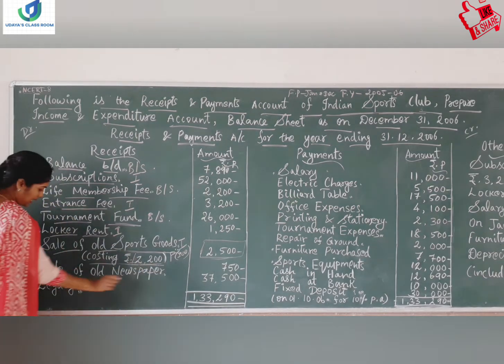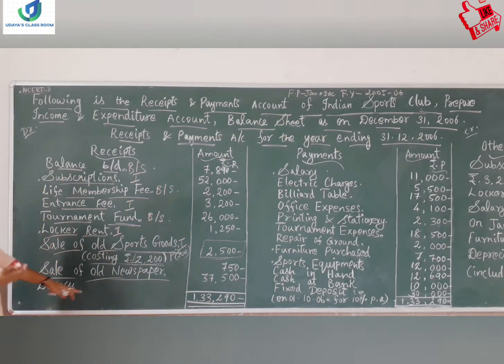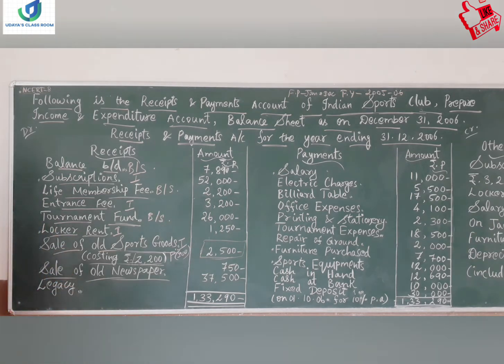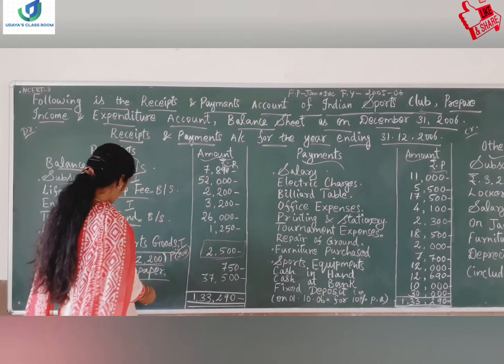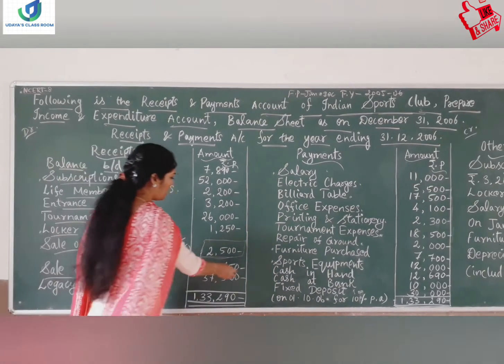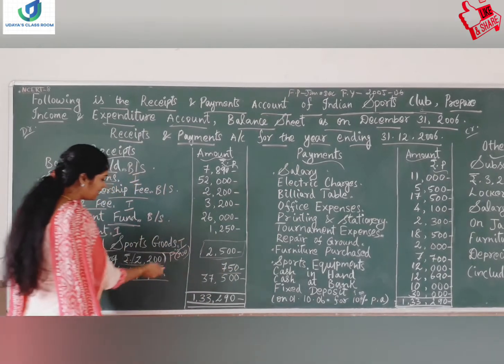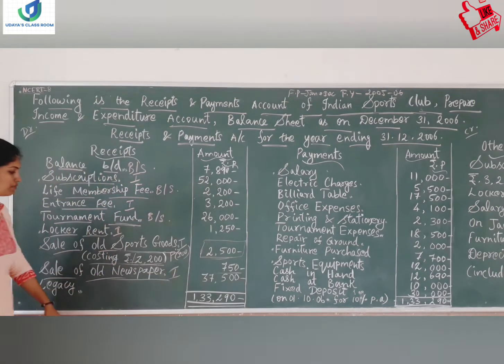Moving on to the next element, sale of old newspaper. Normally we will be purchasing newspapers, right? So when it becomes old, we will be selling it. The same thing will happen in the not-for-profit organization also. So the total newspaper amount 750. So the sales amount is 750. It is one form of receipt for the company. So it will be written in the income side. So you can mark as I.